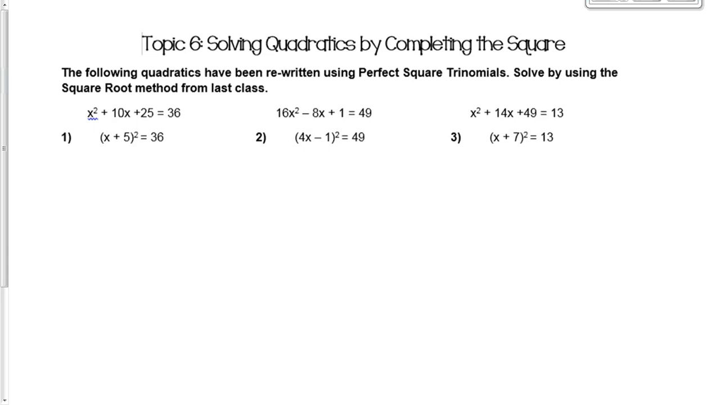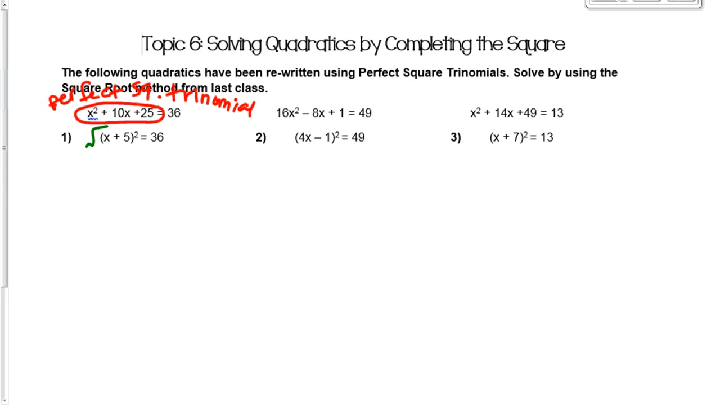So numbers 1, 2, and 3 here have been rewritten using perfect square trinomials, just like we just did on the warm-up. This is solved by using the square roots method. So if you look at number 1, we have x squared plus 10x plus 25. Okay, this piece right here says it's equal to 36, right? Well, we can rewrite x squared plus 10x plus 25 as (x plus 5) squared because it is a perfect square trinomial, okay? The first and last terms are perfect squares, and the middle is 2 times the square roots put together. Well, looking at what I turned it into, I can just solve that by using square roots, right?